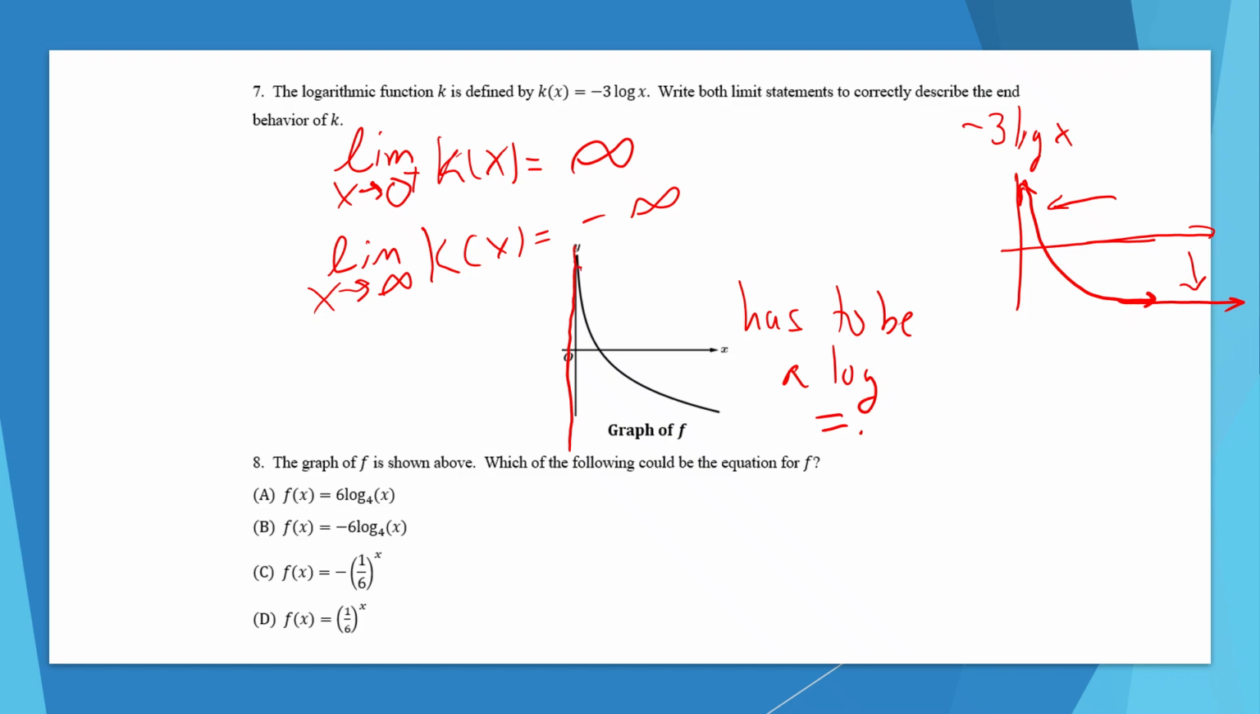And because it's constantly decreasing, or it's just shaped like that, that's going to be a negative a value, right? So you're going to see in the form of a log base b of x, a should be negative in this case. So B is the only correct answer for that one.